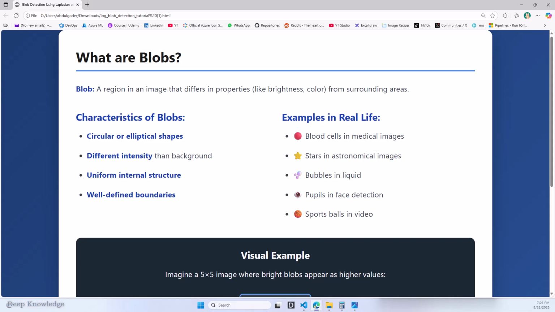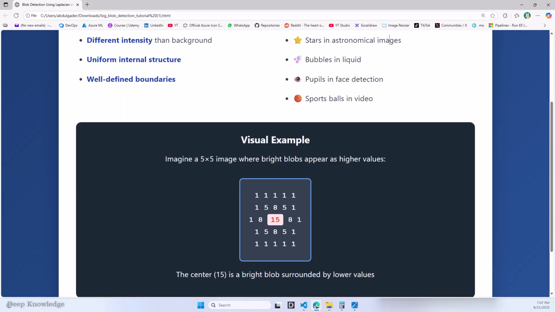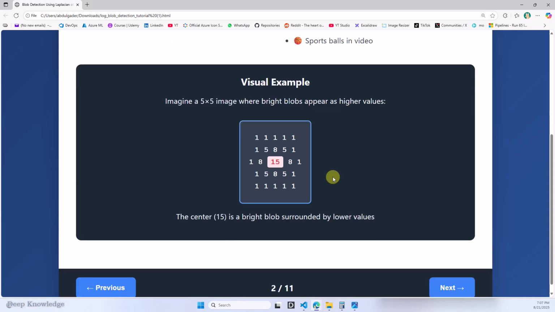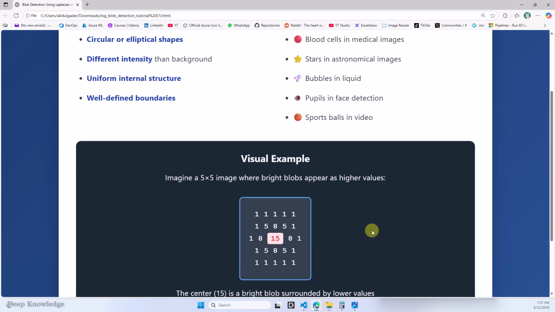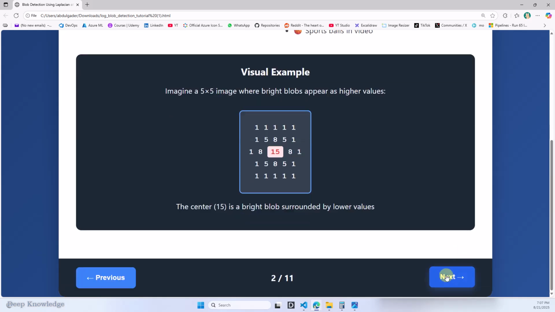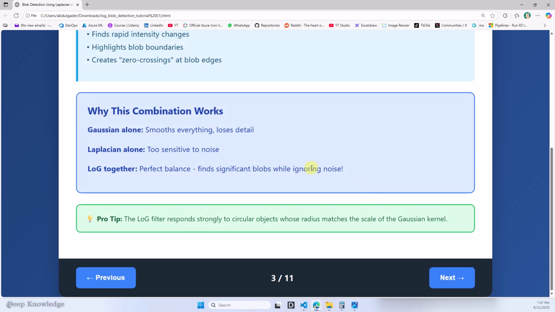Some examples of blobs, as you can see here, are blood cells in medical images, stars in astronomical images or in the sky, bubbles in liquid, and many other examples. In this example here, we have an image with 5 by 5 pixels, just to make a simple, real example. So now let's go to the Laplacian.